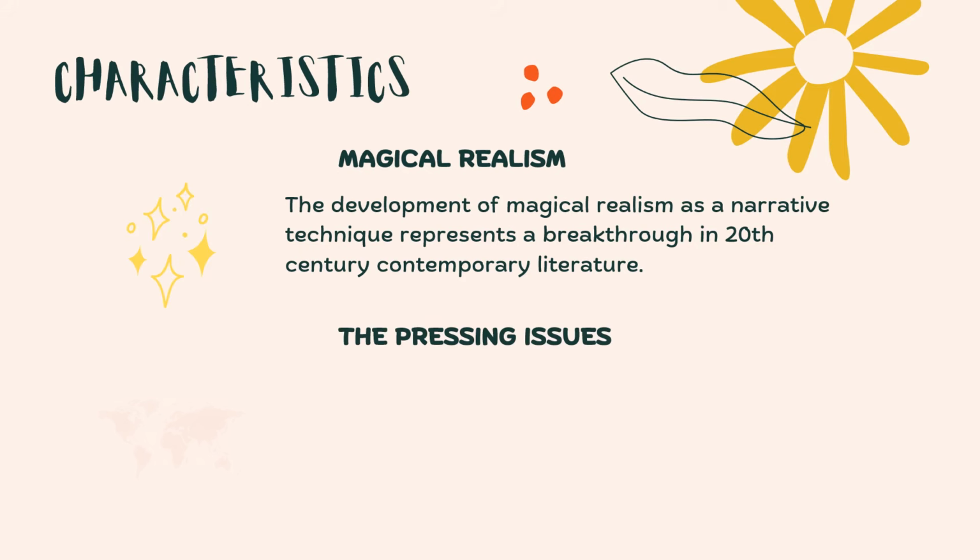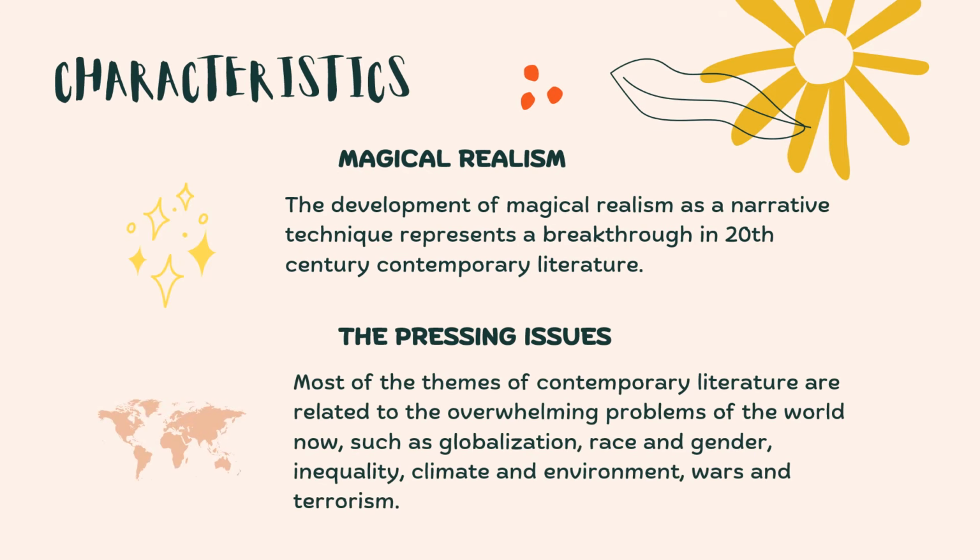Next, we have the pressing issues. Most of the themes of contemporary literature are related to the overwhelming problems of the world now, such as globalization, race and gender, inequality, climate and environment, and wars and terrorism. Likewise, in this extensive list, you can find other topics such as politics and economics, ethics and morals, mass culture and media, and international crime and others.